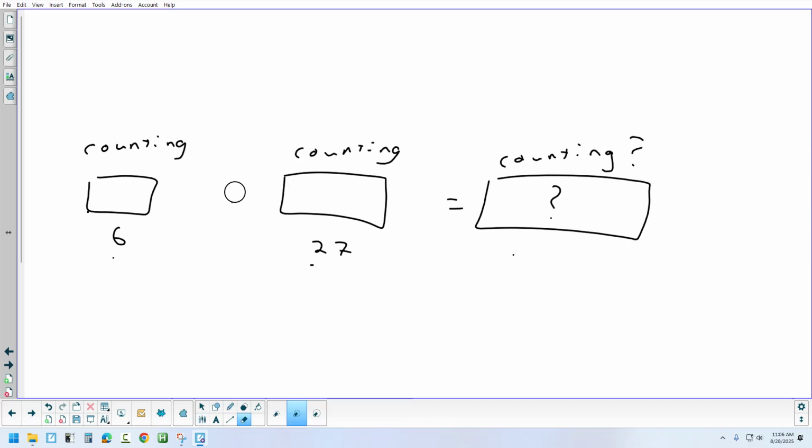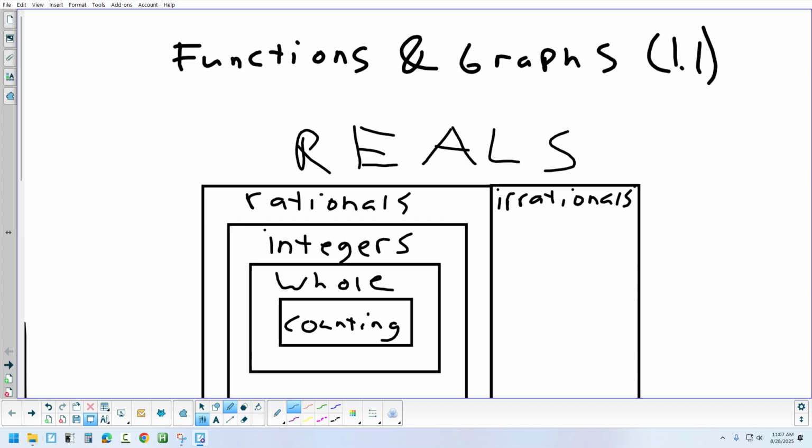Let's make it subtraction. 6 minus 27. 6 is a counting number. 27 is a counting number. How about 6 minus 27? Is that a counting number? No, that's not a counting number. So when you are doing subtraction with counting numbers, it is not necessarily closed. That means you can get an answer that doesn't fit in this box when you do subtraction.